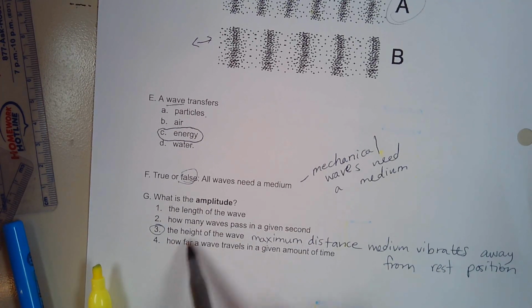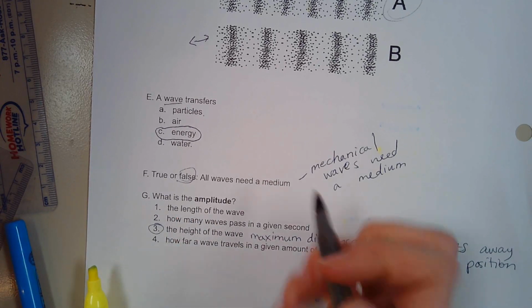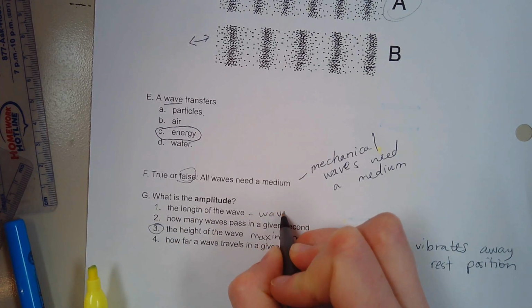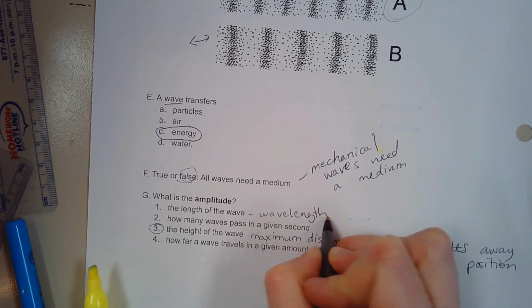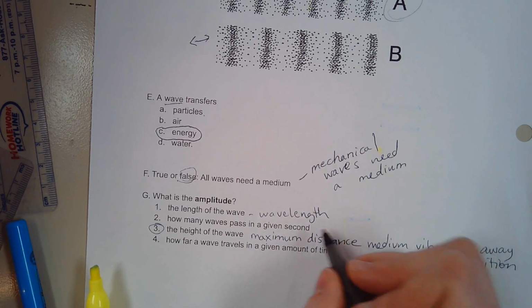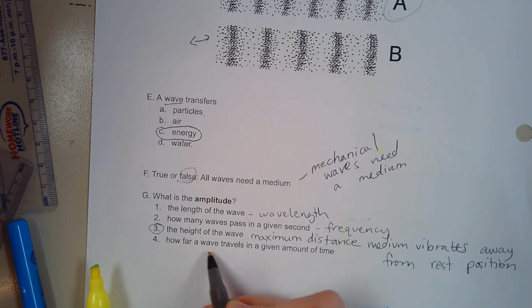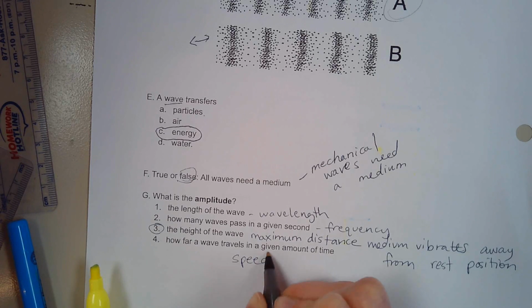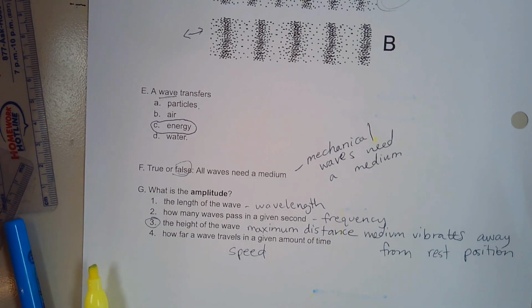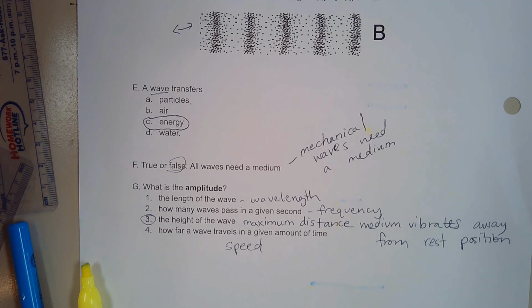It's probably good to know what the rest of these things are then. The length of the wave is the wavelength. How many waves pass in a given second is frequency. And how far a wave travels in a given amount of time is speed. And so these things, wavelength, frequency, speed, and amplitude, are the 4 properties that we learned about waves.